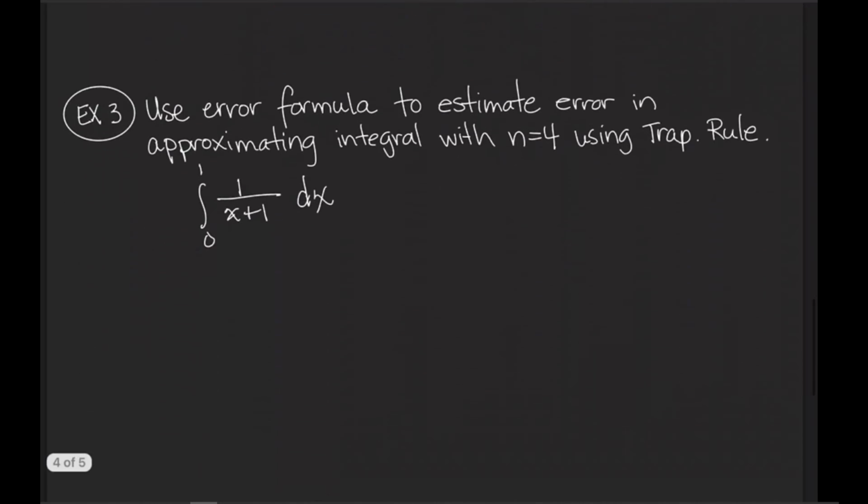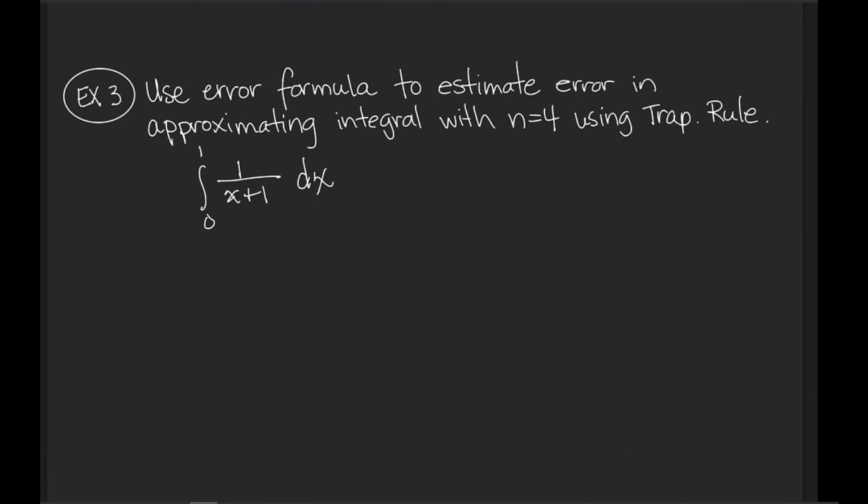All right, so let's take a look at a problem. Use the error formula to estimate the error in approximating the integral, so that's the part that I'm off by, with n equal 4 using the trapezoid rule of the integral 0 to 1 of 1 over x plus 1. Before we can calculate the error, we need to figure out the first derivative and second derivative, so we can figure out that maximum. So I'm going to rewrite f of x as (x plus 1) to the negative 1. It just makes it easier for me personally to find the derivative.